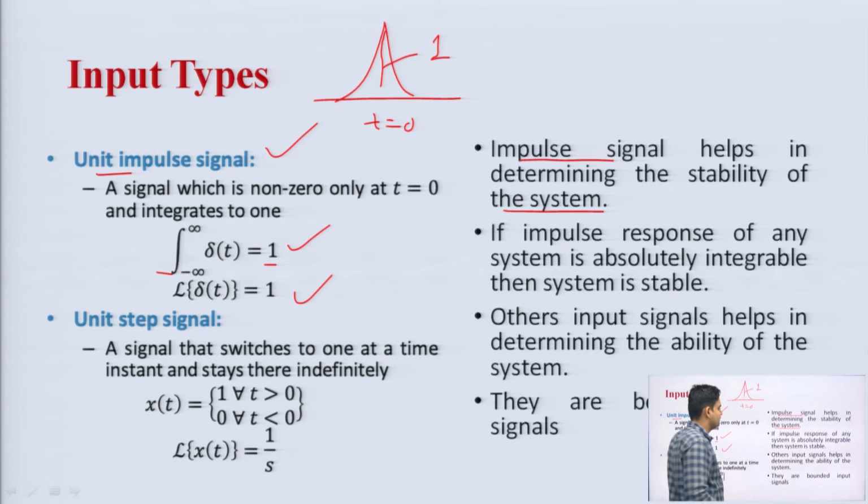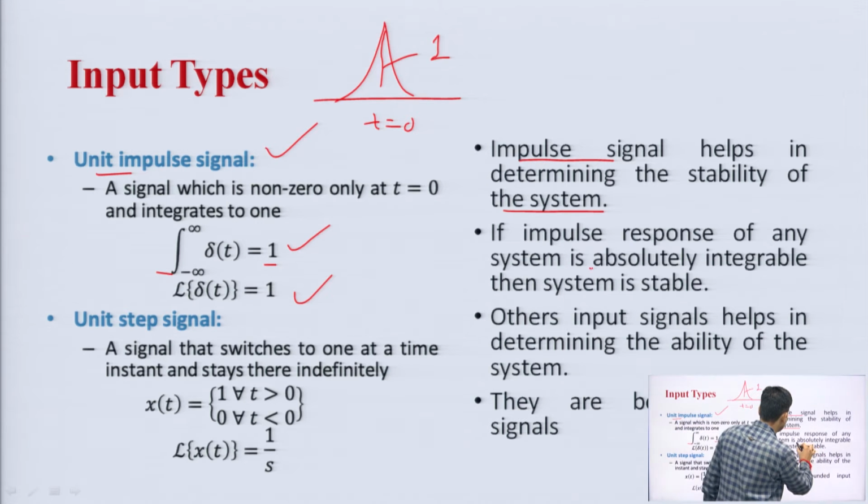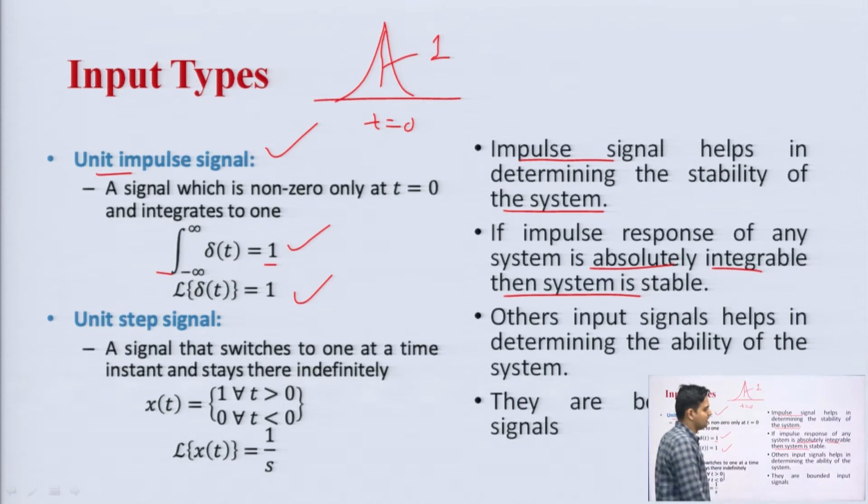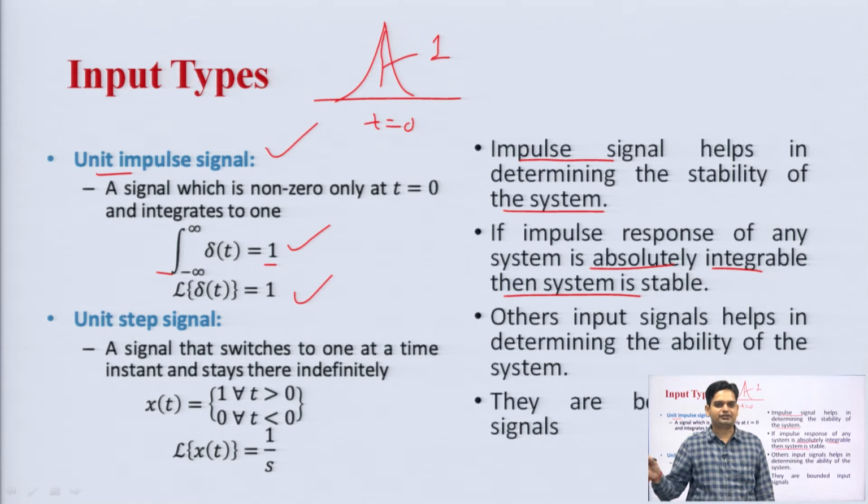Okay. And if the impulse response of any system is absolutely integrable, then the system is stable. So, if we apply an impulse to any system and a response comes and that response is integrable, then we can say my system is stable. If it is not integrable, if the response is going towards infinity, then my system would be unstable.